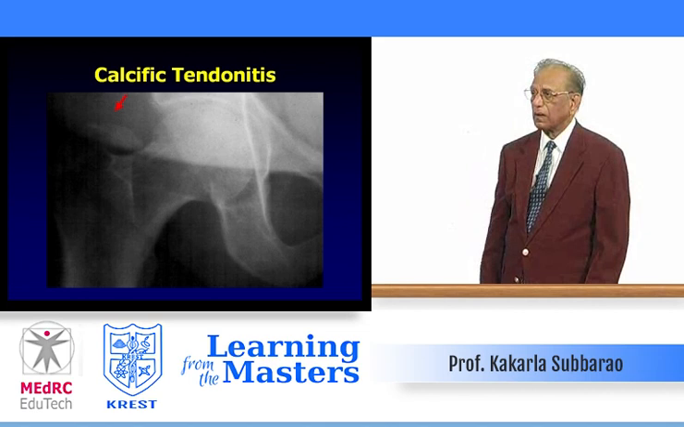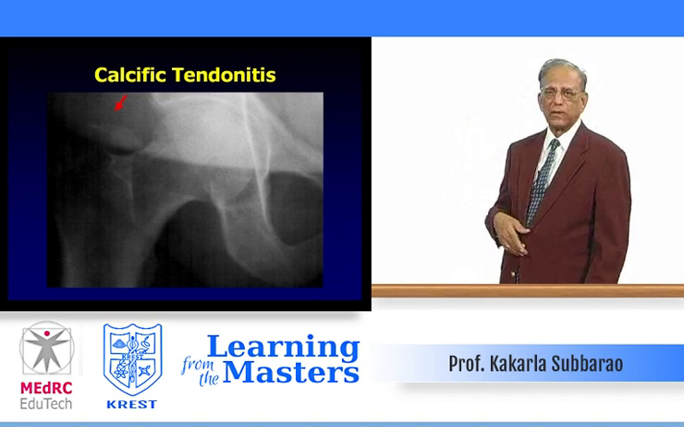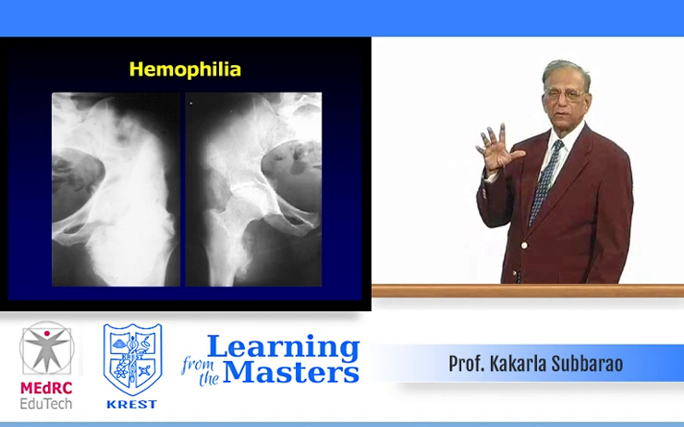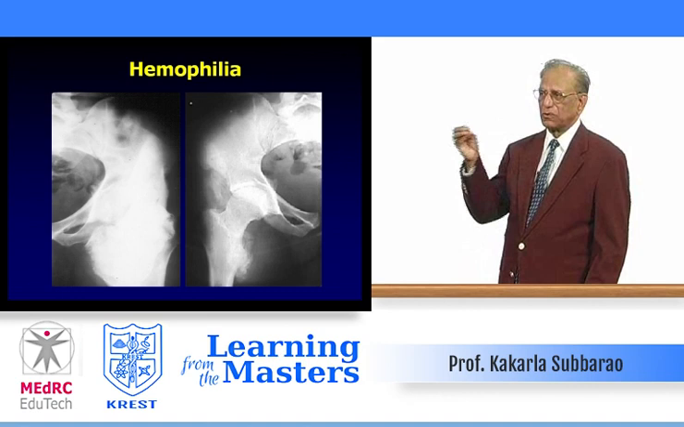Calcific tendinitis: hydroxyapatite crystals may calcify, often occurs in the shoulder, but it may occur in the hip or any other joint. Hemophilia, you have seen an example earlier. Lack of para-articular osteoporosis, soft tissue hemorrhages and calcifications, almost simulating myositis.